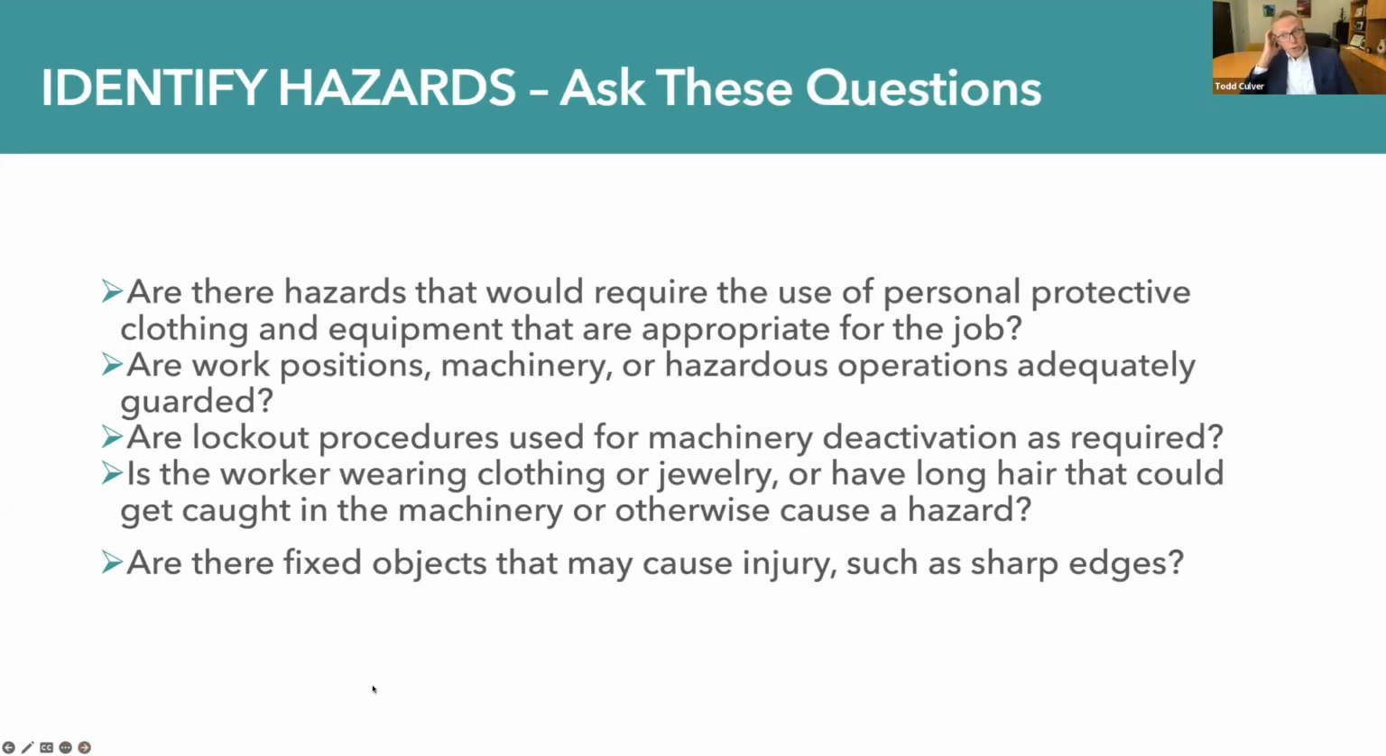Next is to identify the hazards, both observable and potential. And again, we'll pose a series of questions here. Are there hazards that would require the use of personal protective equipment or clothing that are appropriate for this job? Are work positions, machinery, or hazardous operations adequately guarded? Are lockout procedures used for machinery deactivation as required? Is the worker perhaps wearing clothing or jewelry or have long hair that could get caught in the machinery or otherwise cause a hazard? And are there fixed objects that may cause injury, such as sharp edges, whether on tools or materials?